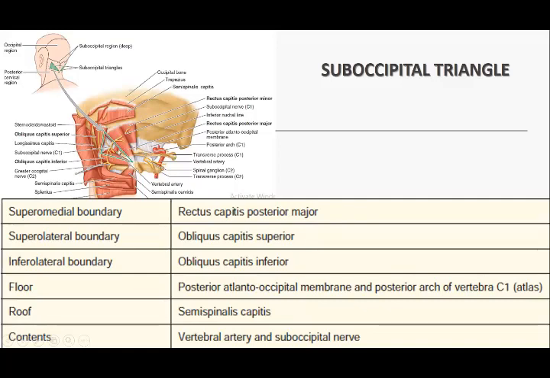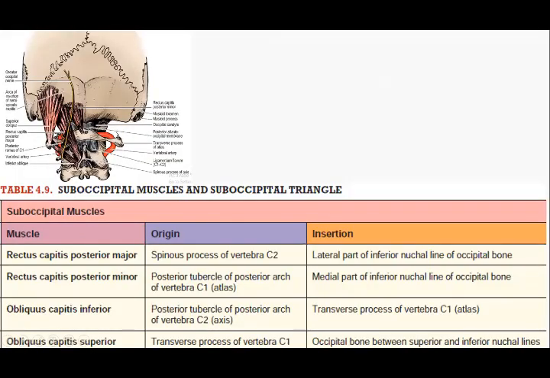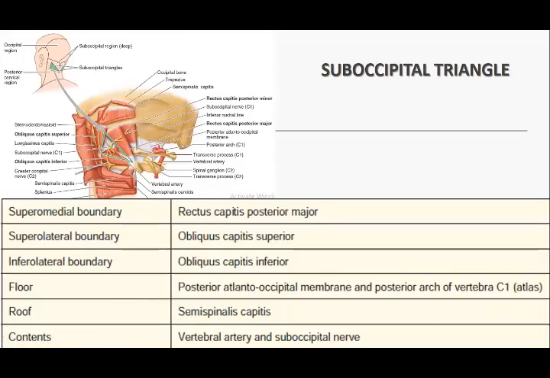Okay. Atlas is the first cervical vertebra. So the floor is formed by the posterior atlanto-occipital membrane plus the posterior arch of the first cervical vertebra, atlas. Roof I had already told you, it is the semispinalis capitis extending from here to here.